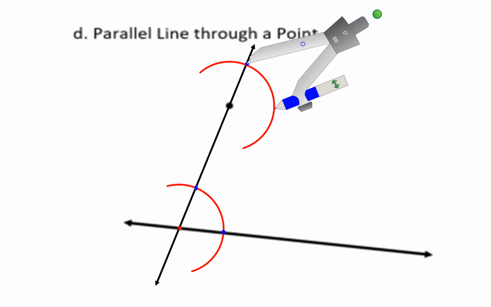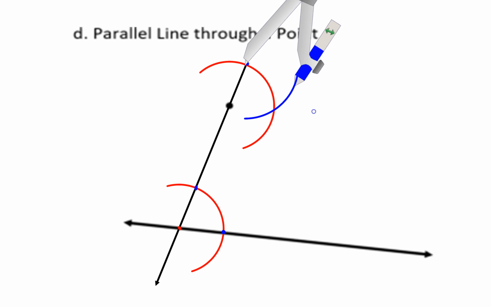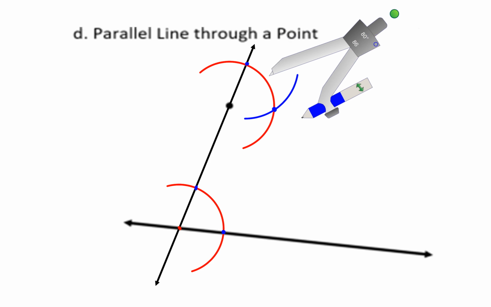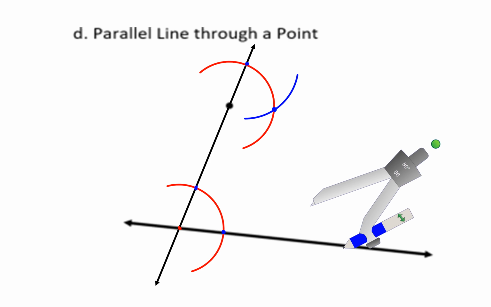I'm going to come up here, go to this point of intersection, and I'm going to draw an arc here that intersects. So now I've found that same distance up here as it is down here. So all I need to do from here is draw a line that goes through both this point and that point, and that line should be parallel to my original line.